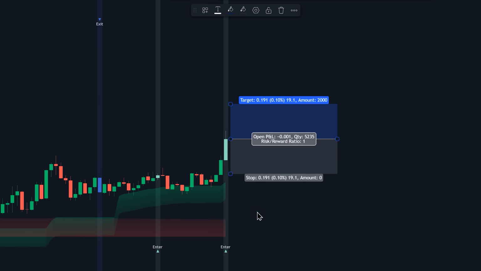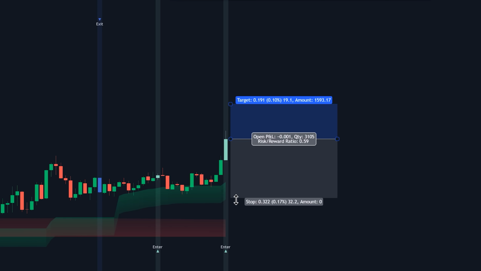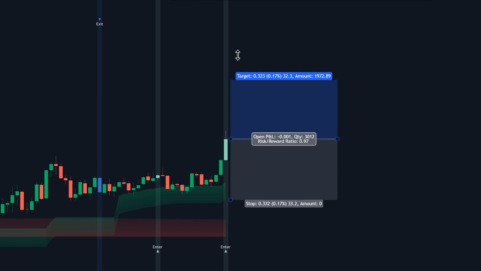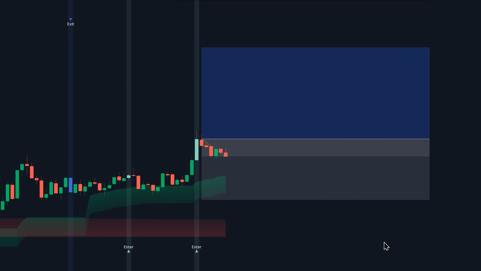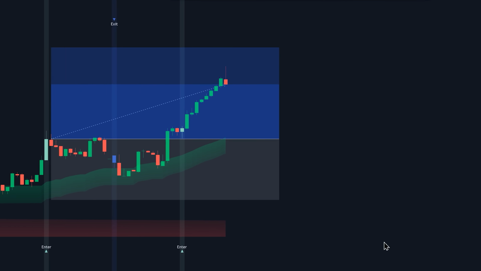You want to put the stop loss at the bottom of the green band. For the take profit, we're going to set it at 1.5 times the risk, letting the trade run. And as you can see, this trade was profitable.